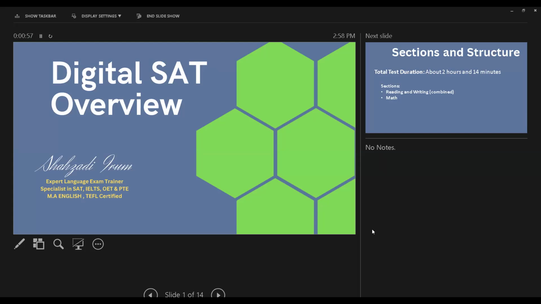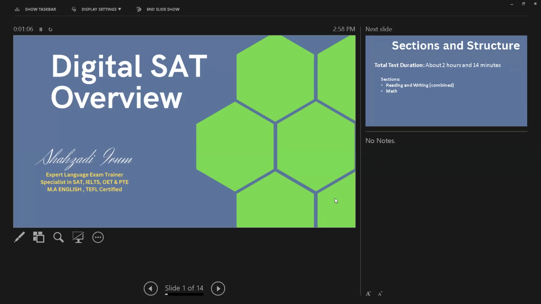As some of you are already aware, the SAT format has been changed from the traditional way of paper and pen to the computer. So it is known as the digital SAT. In 2024 and onwards you won't find it on paper. It is going to be on computer.